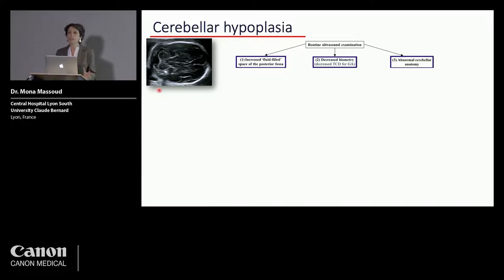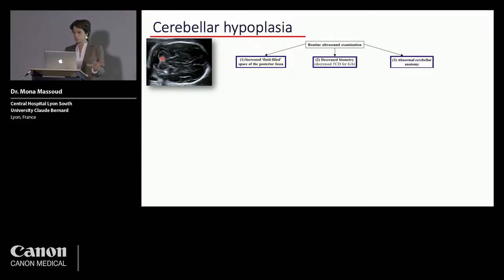And the normal anatomy of the posterior fossa is defined by two cerebellar hemispheres, as you see here, separated by the vermis, which is more echogenic than the hemispheres, and the fourth ventricle in front of the vermis. And behind the vermis, you have the fluid-filled space, the cisterna magna, which must not be enlarged, lower than 10 millimeters. If you have a doubt, you measure here in the deepest axis. If it's below 10 millimeters, it's normal. So that's the normal anatomy of the posterior fossa.